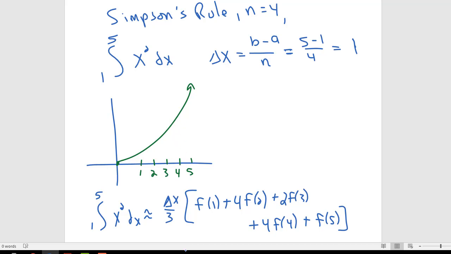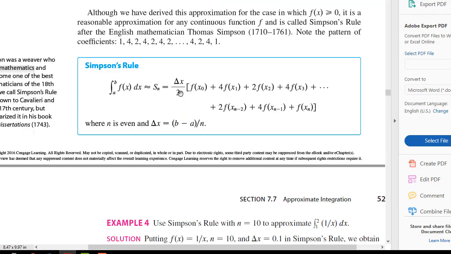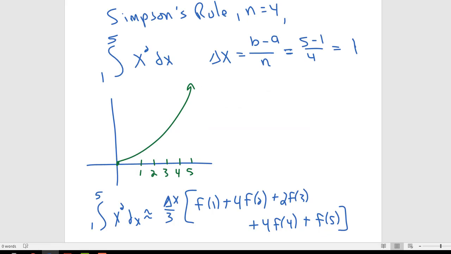So again, I'm going to pull up that formula in the Stewart textbook. And so here's our delta x over 3. We have 1 of the first values, 4 of the next, 2 of the next, 4 of the next. And we just repeat that pattern until we get to the last value where we only use 1 of them. So there's us plugging into that formula there.